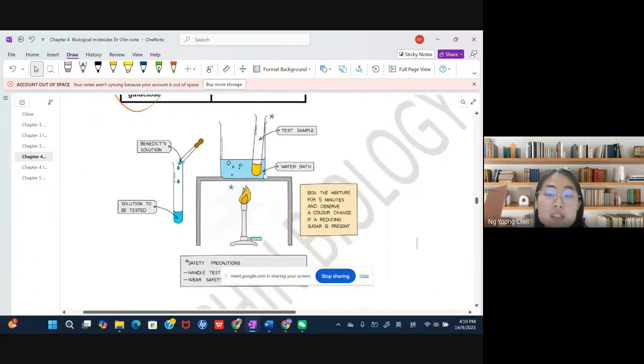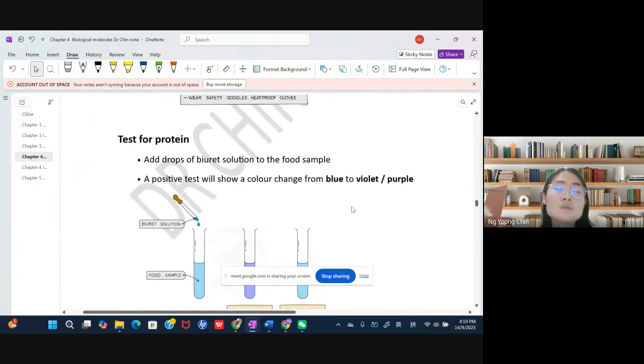That's all. So this is an example of the Benedict's solutions, so you can see how to do it. Sometimes the IGCSE exam will ask you about the Benedict's solutions, where initially you need to add these Benedict's solutions into the test tube, which contains the food sample already. So you just heat up the food sample with the Bunsen burner for about 5 minutes until they get to about 60 to 70 degrees Celsius, and then you can see this color change. And then now we talk about proteins.